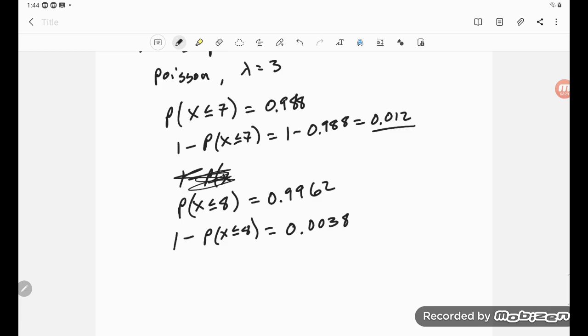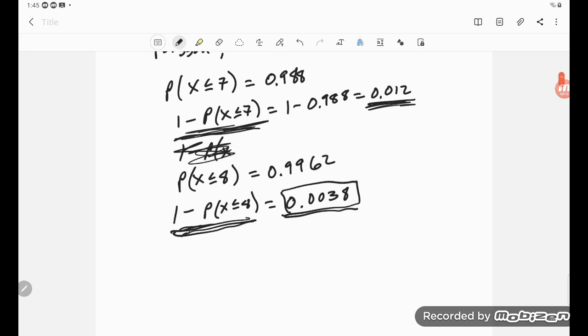here's the thing: what you want is for my probability of running out to be that size. So we want this probability, not that probability. Because if we take 1 minus this probability, we get 0.012. So I need 1 minus the probability of x less than or equal to 8 to get 0.0038. But this is the probability that x is greater than 8. Okay, not greater than or equal to 8, but greater than 8.